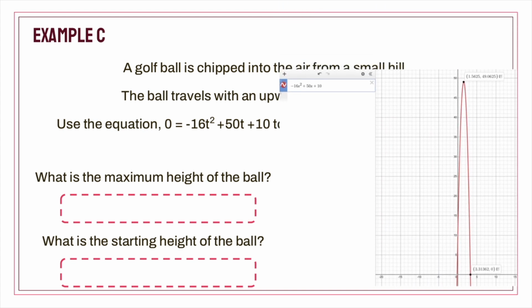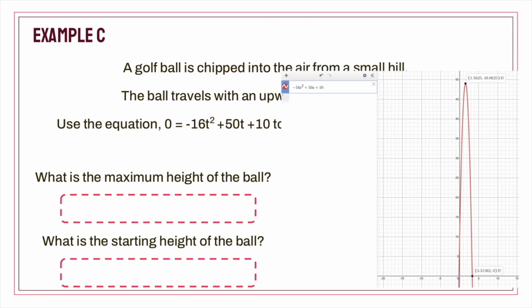So here we've got our Desmos calculator, and we want to know the maximum height of the ball, and the starting height of the ball. So the maximum height of the ball in this particular case is, where did it go up? Again, at the apex. And our apex here, after 1.5625 seconds, it got to 49 feet and a little bit of a rounding here. So we're going to say that 49.1 feet is how high that it reached.